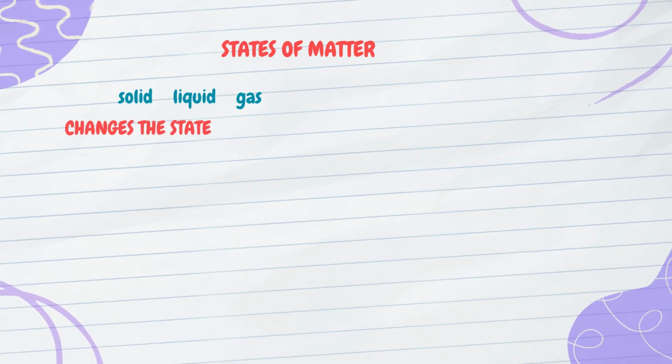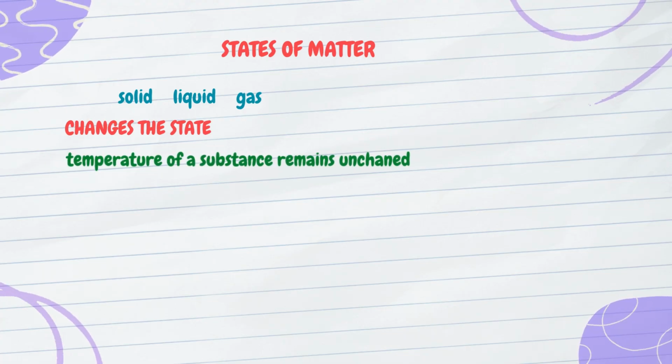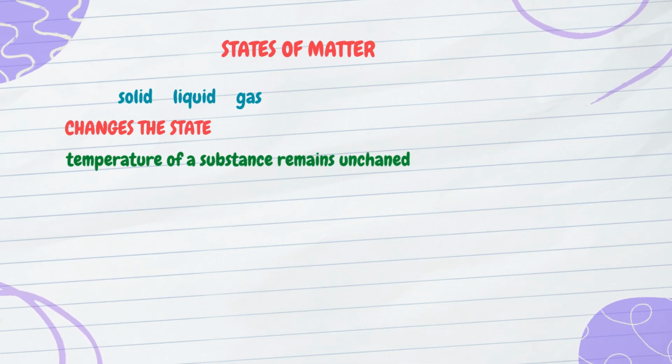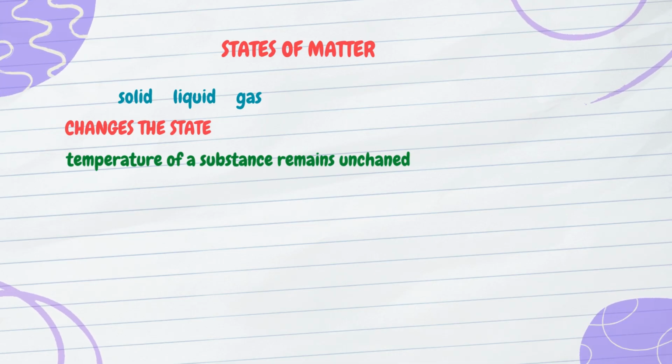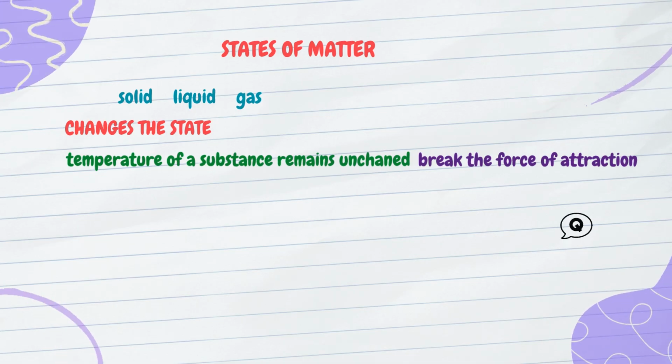It changes the state. During the change of state, the temperature of a substance remains unchanged until the substance changes state. This is because all the heat supplied to the substance is used to break the force of attraction between particles of the substance.